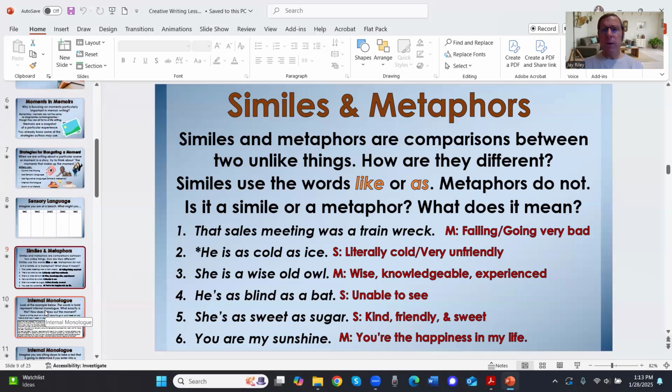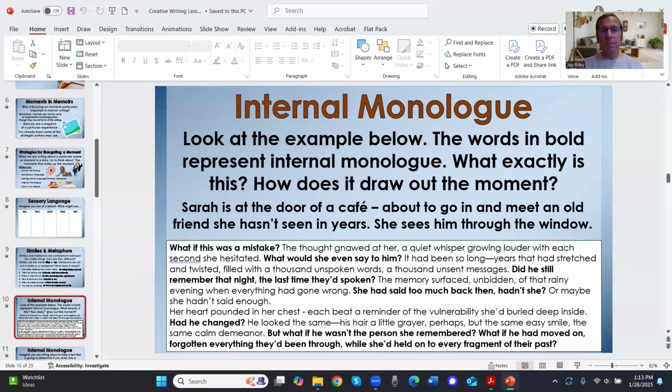Another way, and this is really one of my favorite ways to elongate a moment, is internal monologue. When we talk about internal monologue, we talk about a conversation that the character is having with himself or herself. So here I've got some phrases, some questions in bold that the character's not speaking out loud, but they're saying to themselves. And this is a really great way to lengthen the moment. And it also helps your audience to get to know your characters a little bit better.